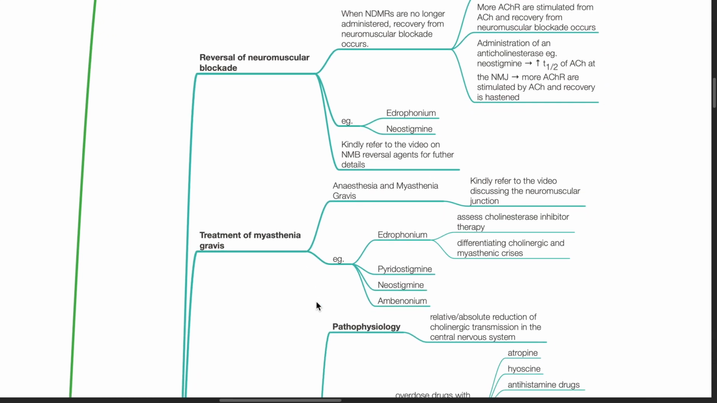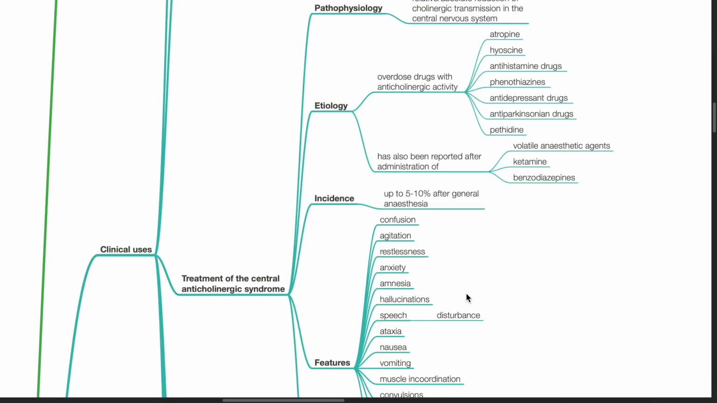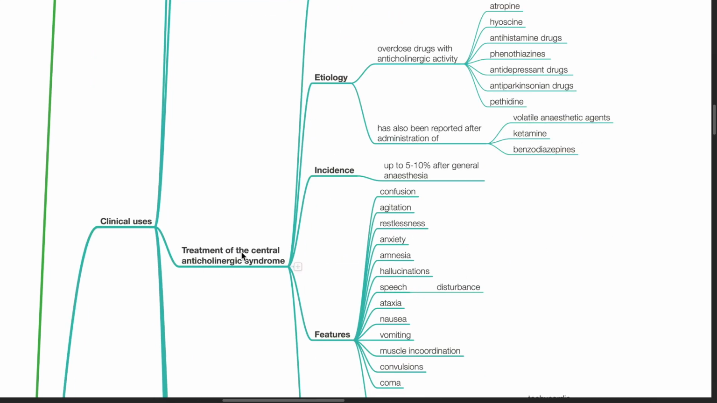Treatment of myasthenia gravis. For anesthesia and myasthenia gravis, kindly refer to the video discussing the neuromuscular junction. Examples of drugs used to treat myasthenia gravis include edrophonium, pyridostigmine, neostigmine, and ambenonium. Treatment of the central anticholinergic syndrome.